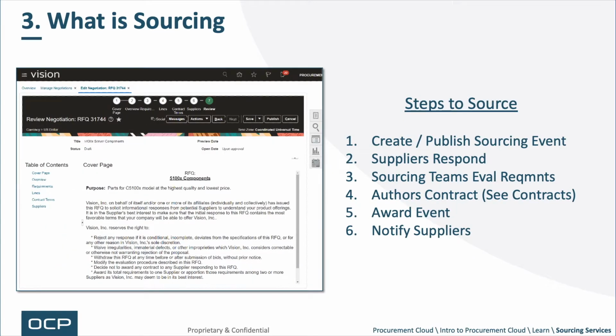Third topic, what is sourcing? Sourcing, or what can also be called auctioning or reverse auctioning, is the process of procurement auctioning the demand of, let's say, 1,500 new laptops. They're going to find a supplier, a price, etc., and they use the negotiations tool within Fusion to do so.